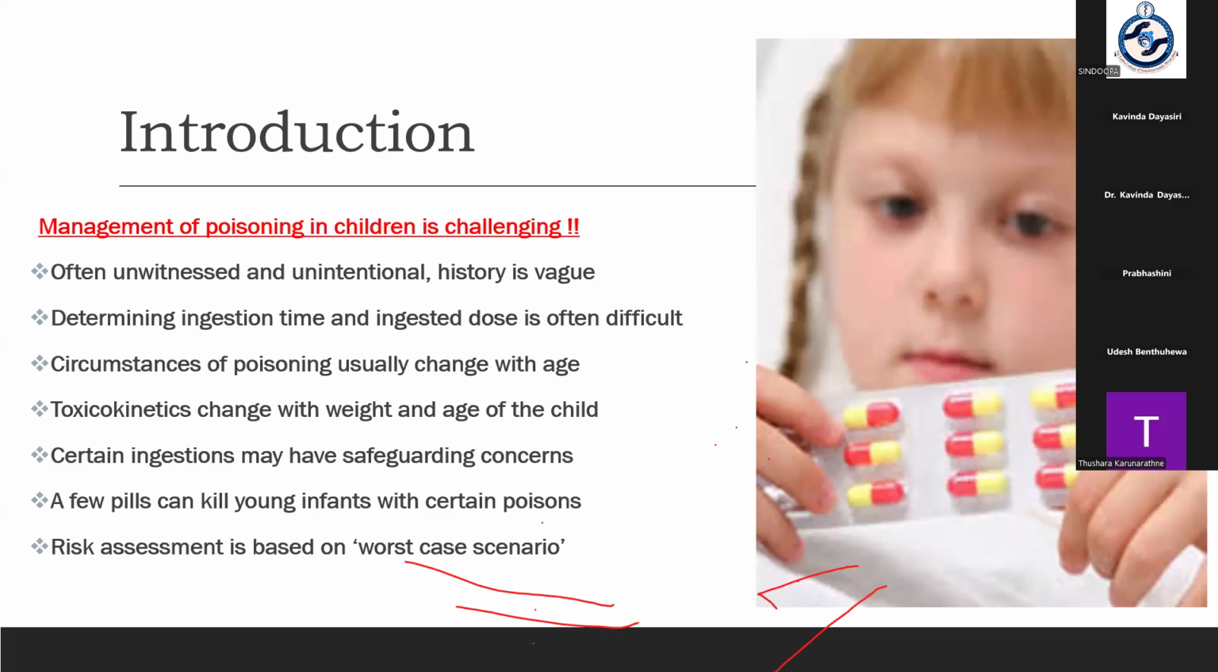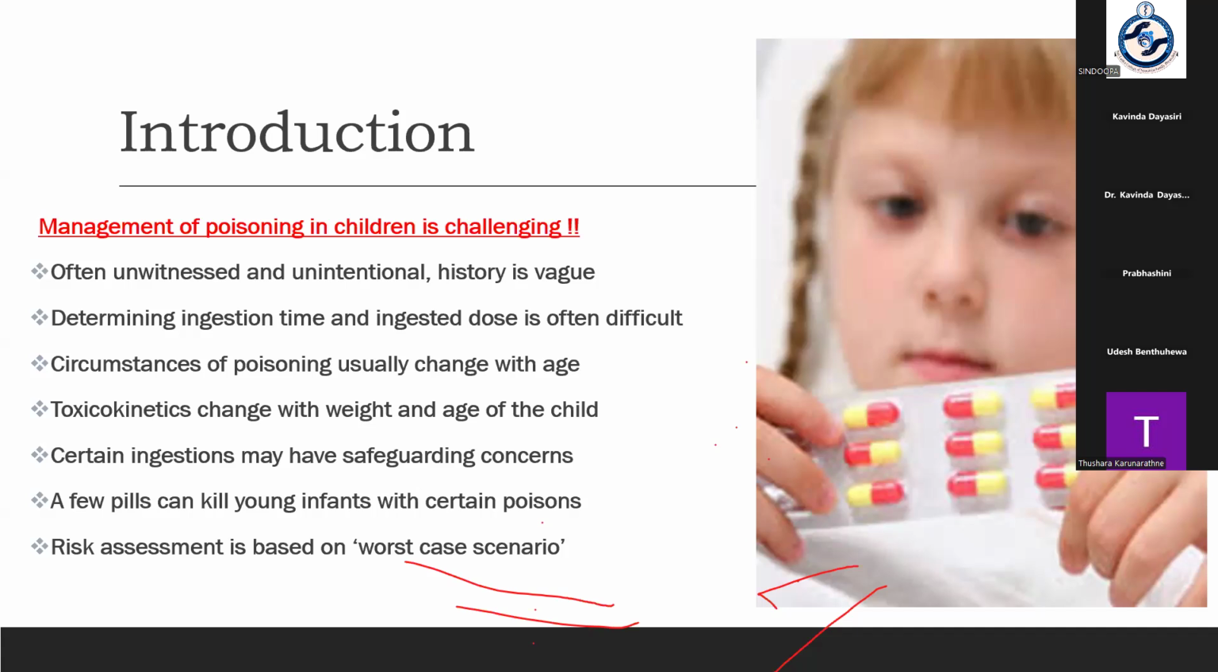And poisoning in children is different to poisoning that we see in adults because the patient is a child, and this poisoning event is often unwitnessed or unintentional. Therefore, parents may not present a clear history. Often they are not sure about the exact dose or the time of ingestion because some children are non-verbal, some children may not take an interest in telling you the truth because they do it as part of the exploratory behavior. And also the circumstance of poisoning can change with age.